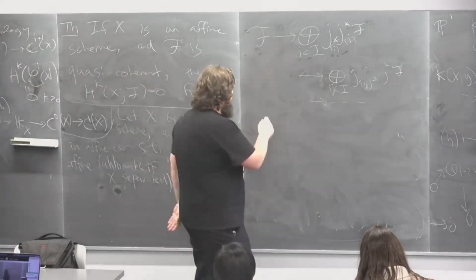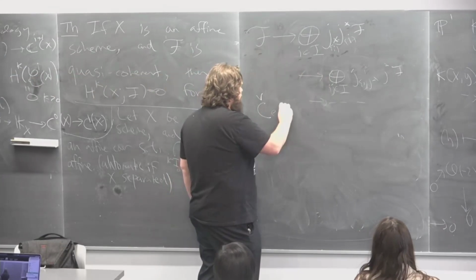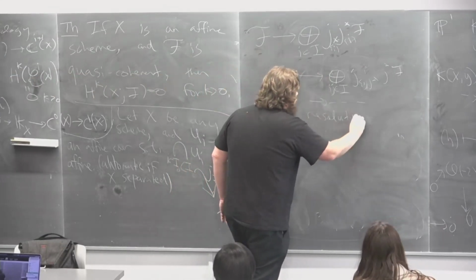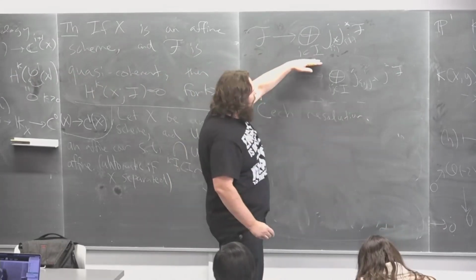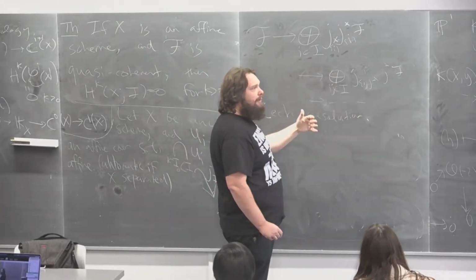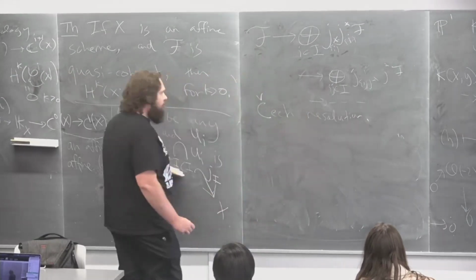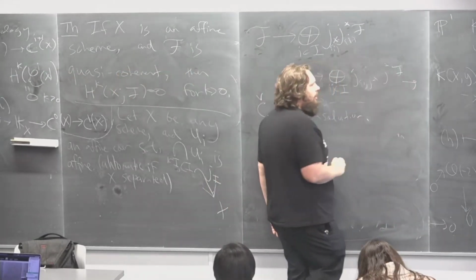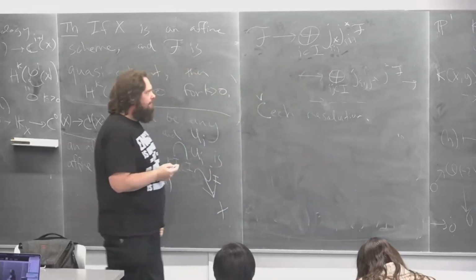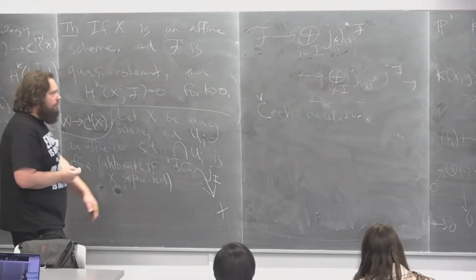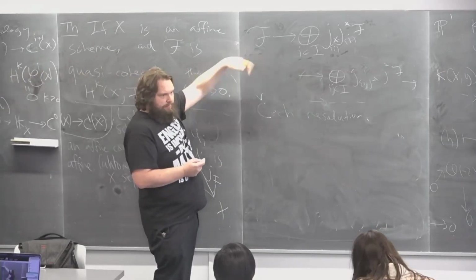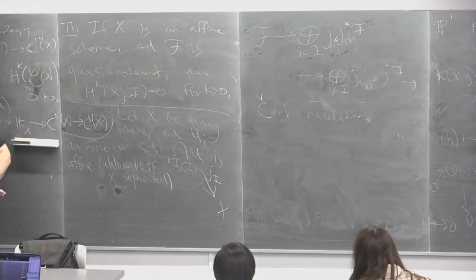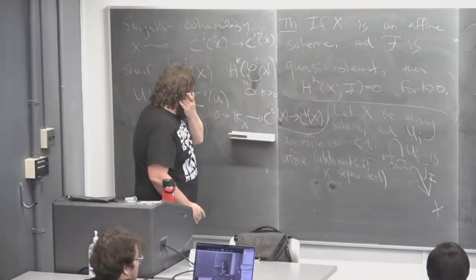But when I take sections of this, it's what's called a Čech resolution. And because all of these U_i are affine, and all of their intersections are affine, these terms all have vanishing sheaf cohomology. And so they allow me to compute the sheaf cohomology of F. All right, that's all we have time for today. So we'll talk about this in more detail next time.